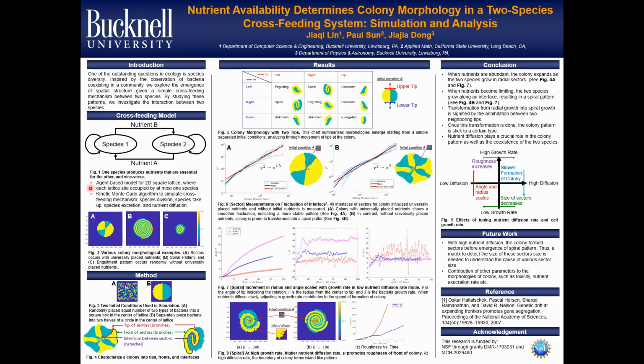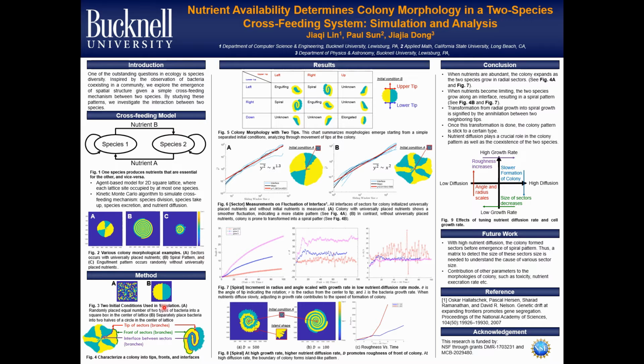We use an agent-based model for a two-dimensional square lattice, where each lattice site is occupied by at most one species. We use a kinetic Monte Carlo algorithm to simulate multiple processes, where each process is randomly chosen and carried out. Figure 2 shows some colony examples generated by the model: a colony consisting of circular sectors, spiral patterns, and engulfment patterns.